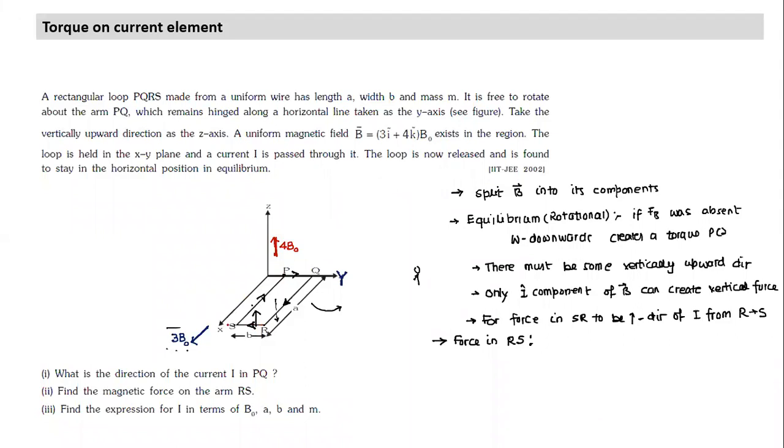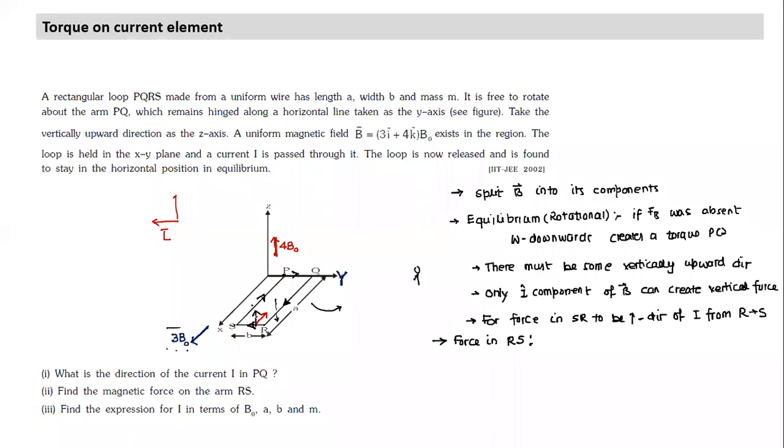So L is towards left, and B is upwards. This is my first vector, the L vector, for finding force in RS, and the B vector is up. So how would the direction of force be? Minus i cap. So I can mark the direction of force due to the red color field; this will be the direction of force.